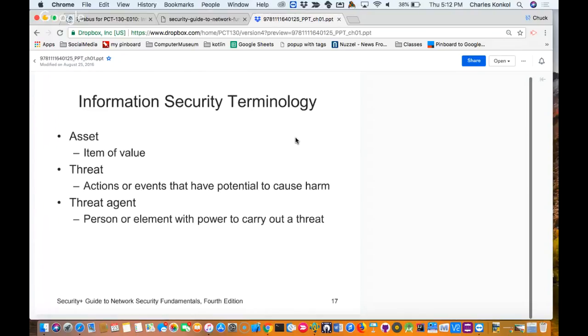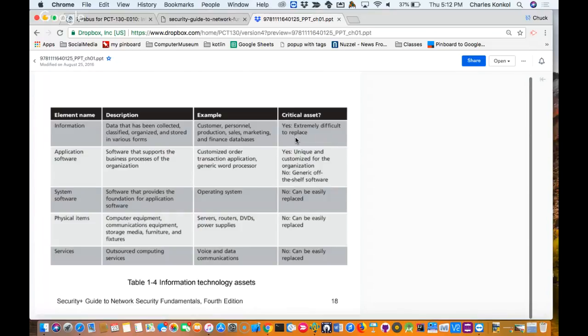Threats are basically actions or events that potentially cause harm to those assets. And then a threat agent is a person or element with the power to carry out a threat. So this chart goes over some of the information technology assets. I just want to highlight a couple of these. One is application software, which supports business procedures and processes. Example, a customized order transaction application or a word processor. Is it critical? Yes. Without this, the company wouldn't be able to customize the orders for the customers.